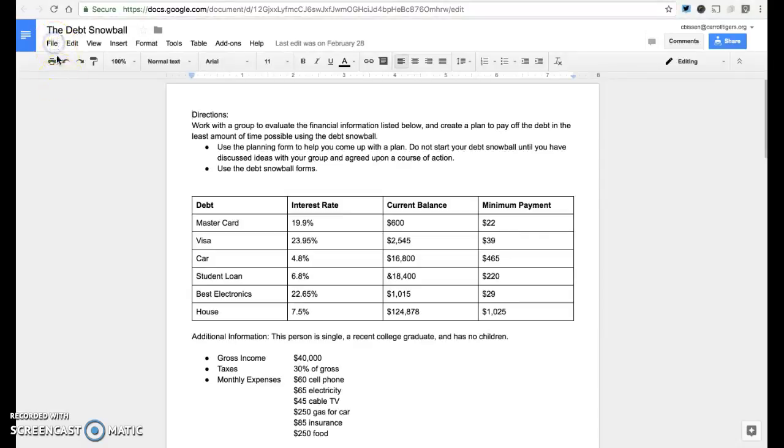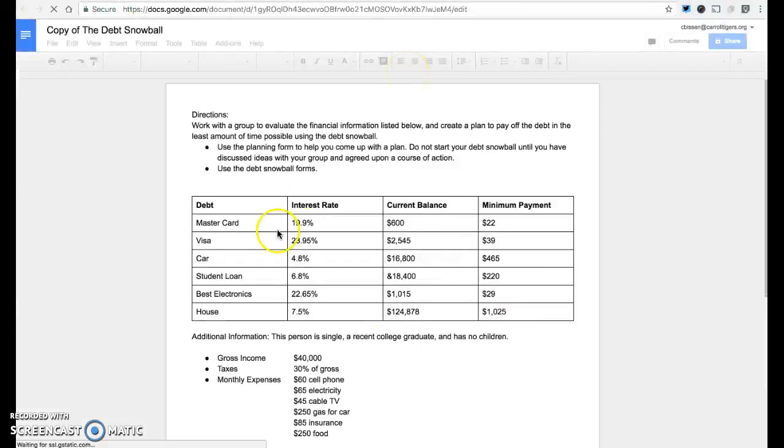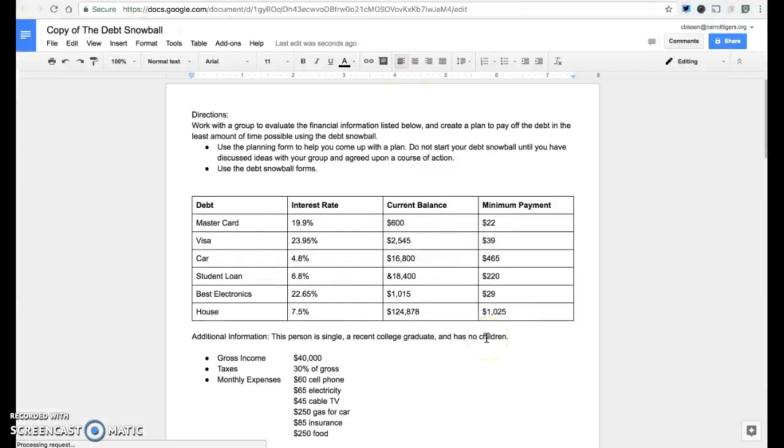Okay, I'm going to explain this debt snowball assignment. I'm just going to make a copy so I can write on this so you guys can kind of see what's going on. So it says, work with a group to evaluate the financial information listed below and create a plan to pay off the debt in the least amount of time possible using the debt snowball.